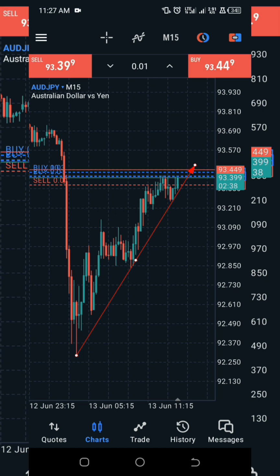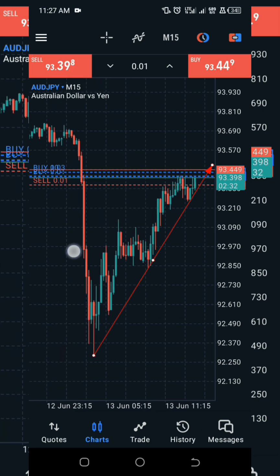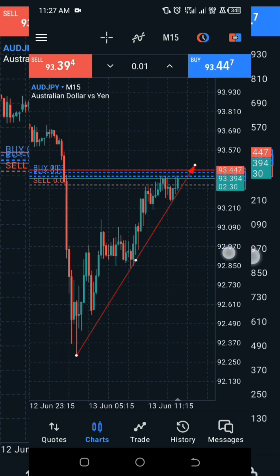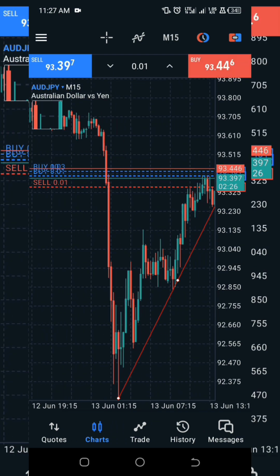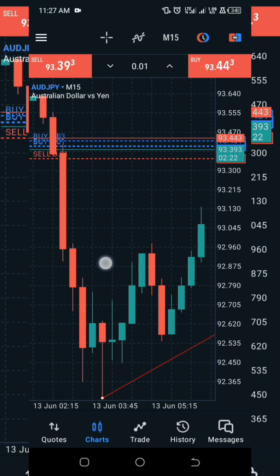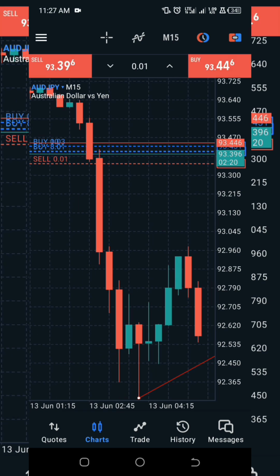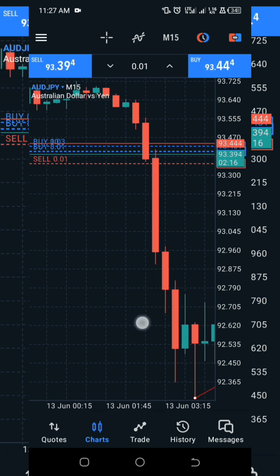So the simple strategy is when this candlestick came down here, forget about the names and everything. I'll teach you another time. Came down here, this is the last candle here. Let me zoom out small. Watch this candle. This is the last candle, not these ones. This is the last candle here.